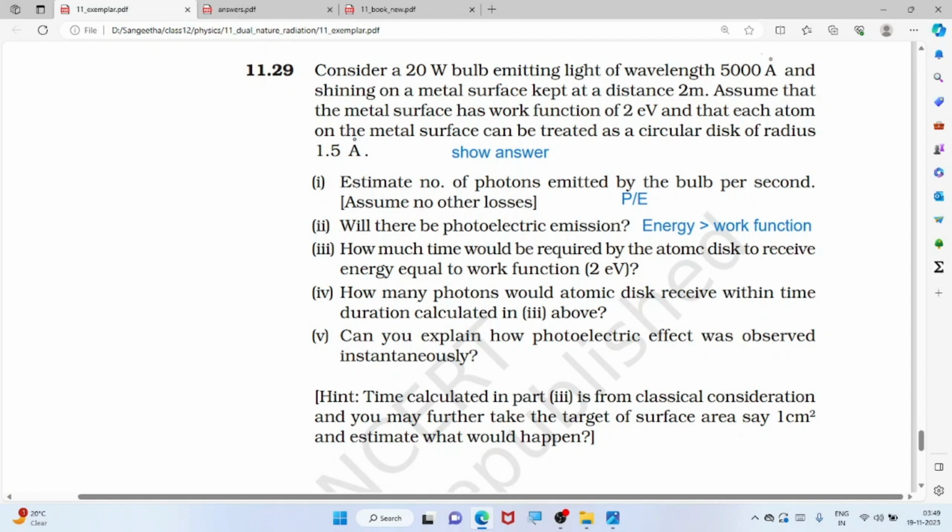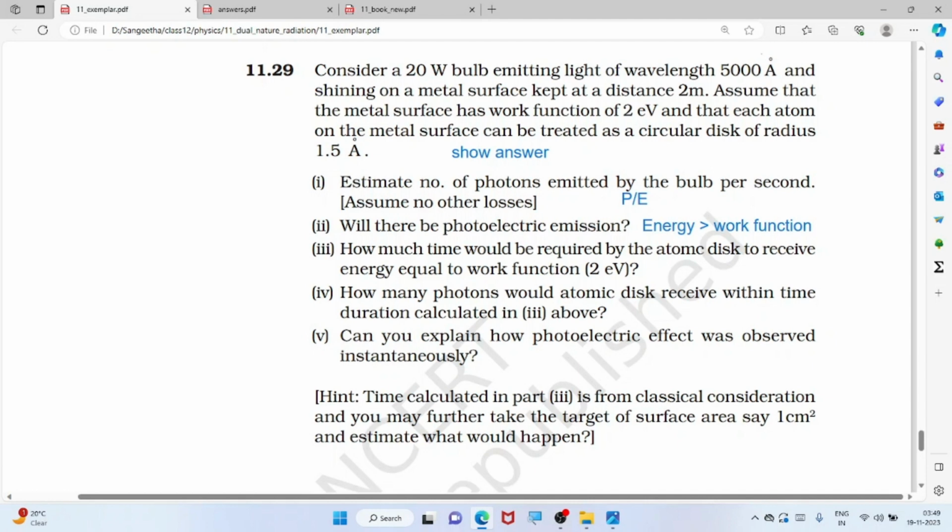Consider a 20 watt bulb emitting light of this wavelength, shining on a metal surface kept at this distance. Assume the metal surface work function is given. Estimate the number of photons emitted by the bulb per second. The number of photons is the power of the bulb divided by the energy.